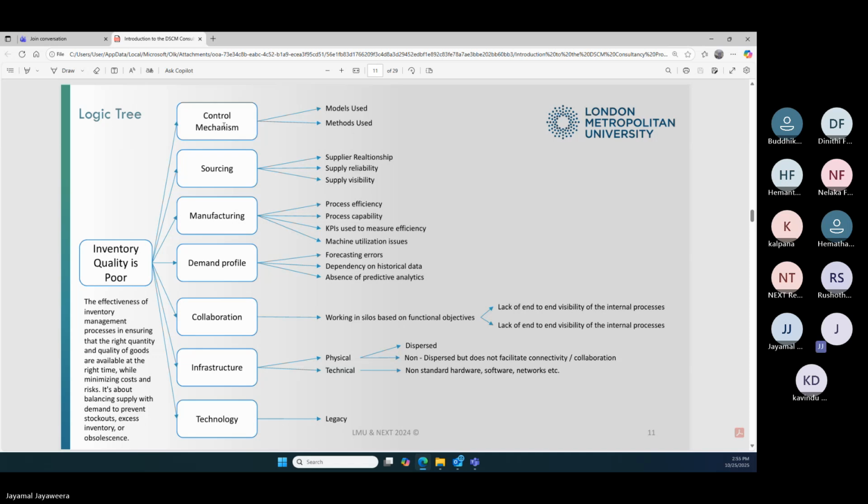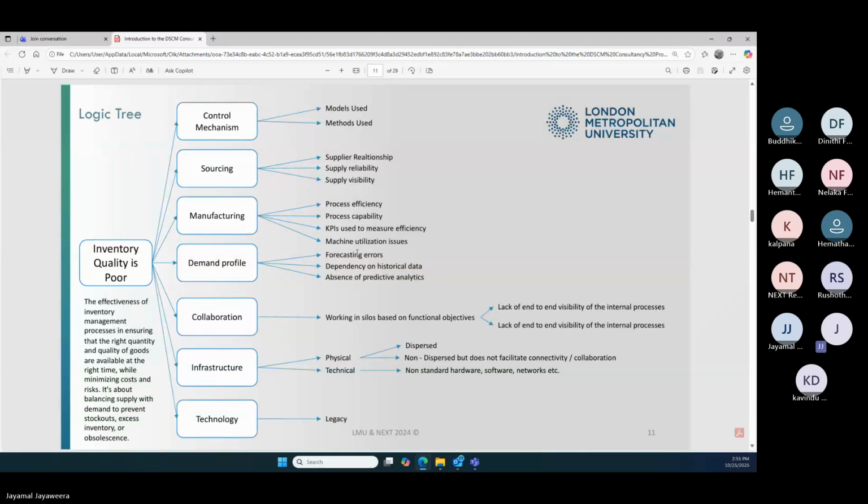Right? Sourcing. Is it a sourcing problem? Is there a problem with supply relationship, supply reliability, supply visibility? Is the problem in manufacturing? Is the problem in process efficiency, process capability? The key performance indicators that are used to measure efficiency, are they reliable?